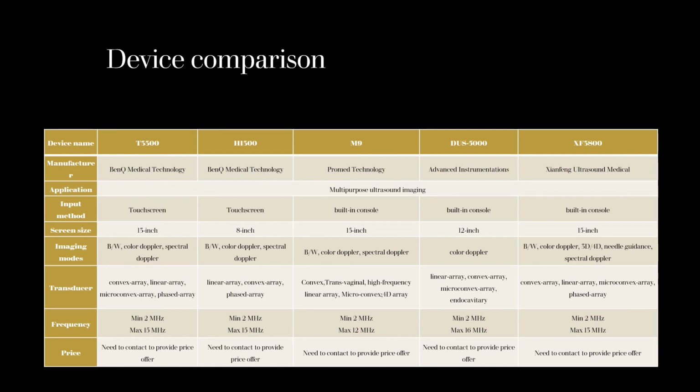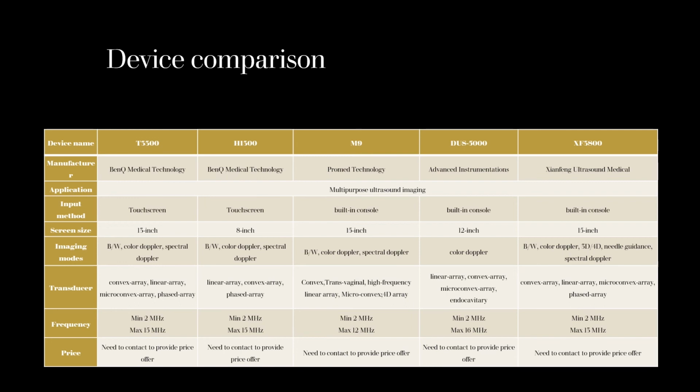Third one, we have the M9 from Bromid Technology. It doesn't have a touch screen. It has a built-in console. Its screen size is 15 inches. It has imaging modes of BW, color Doppler, and spectral Doppler. Also, it has a convex transducer, high frequency linear array, and micro-convex HD array. For its frequency, it ranges from 2 megahertz to 12 megahertz.